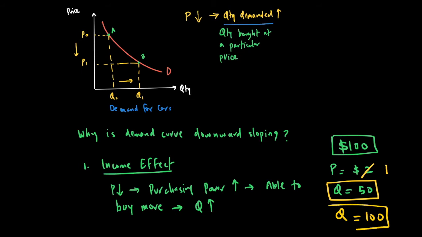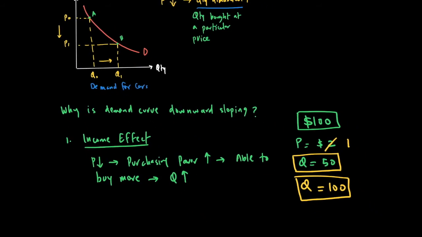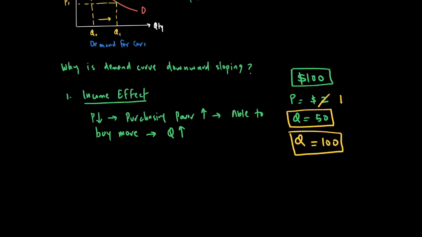Which means that your same amount of money can buy you more goods, your purchasing power goes up. And that means you are able to buy more, and if you do buy more, you will see that the demand curve is downward sloping, because price is going down, your quantity demanded is going up. The second reason is what we call the substitution effect.